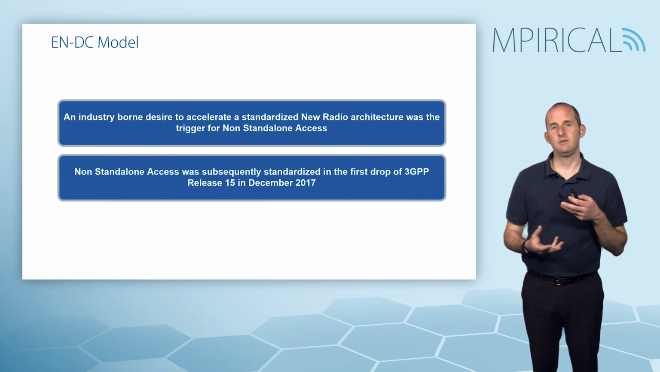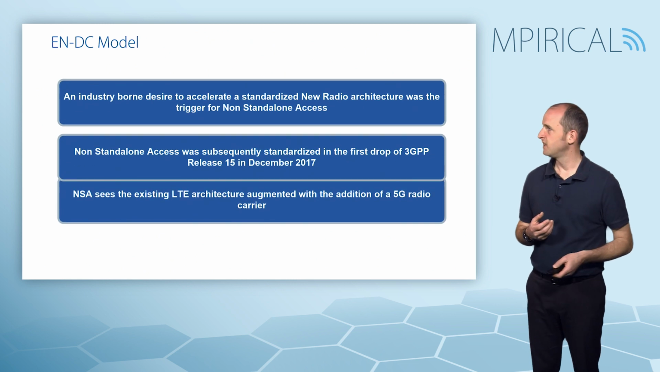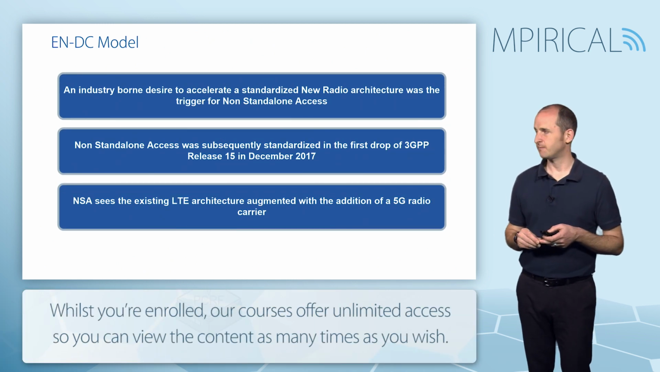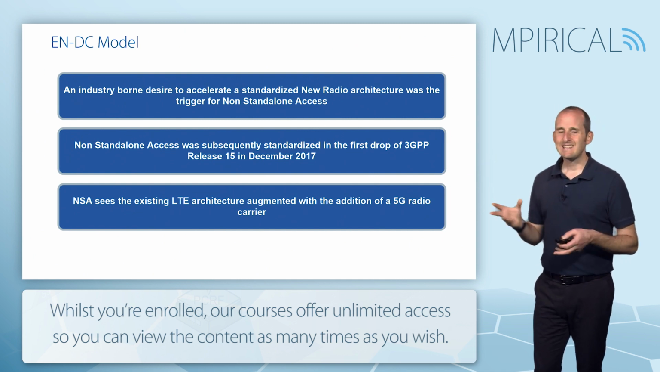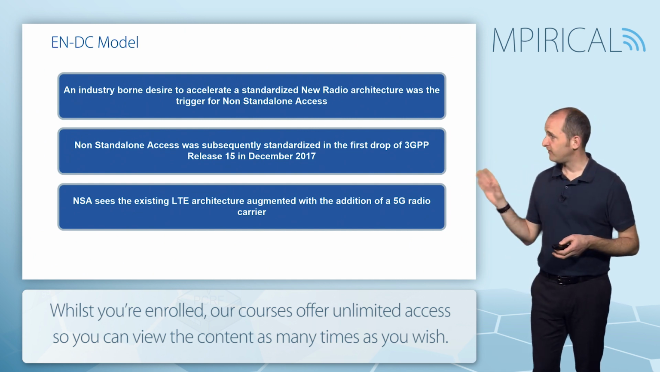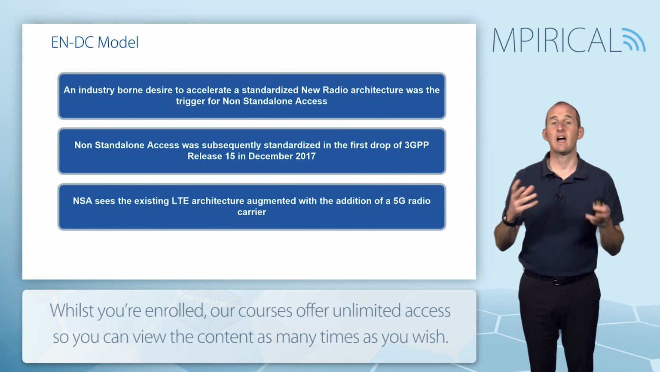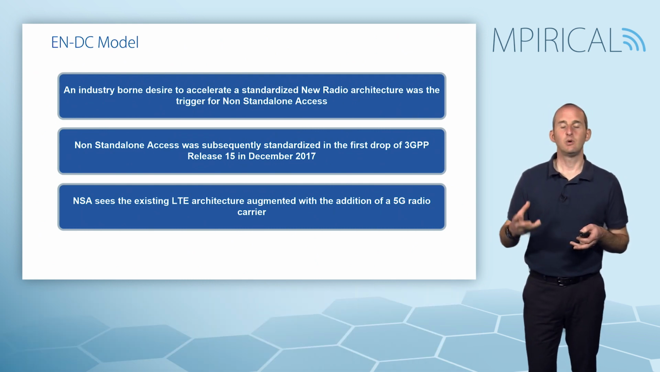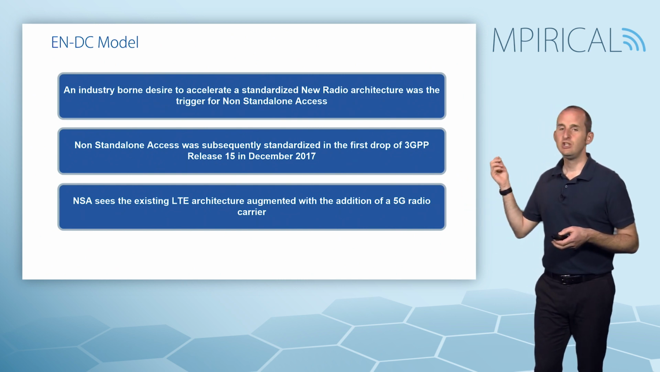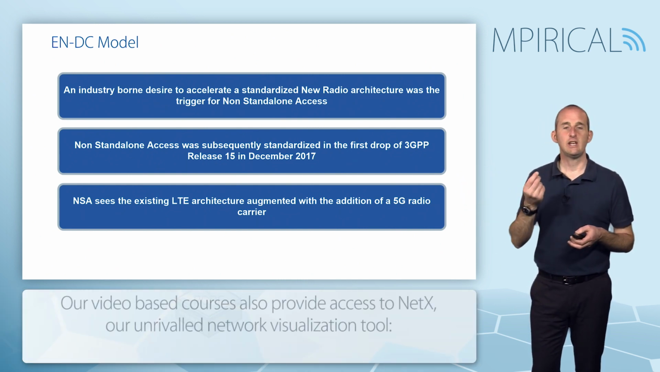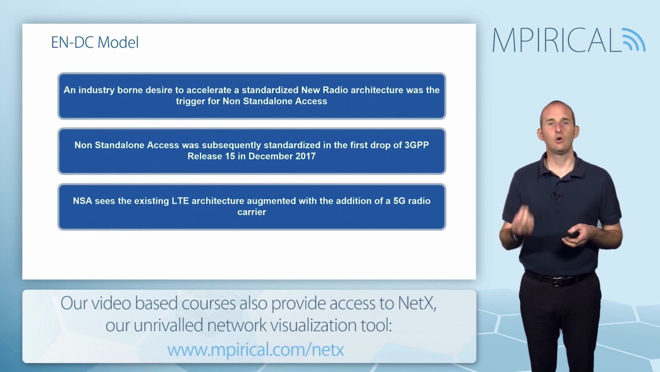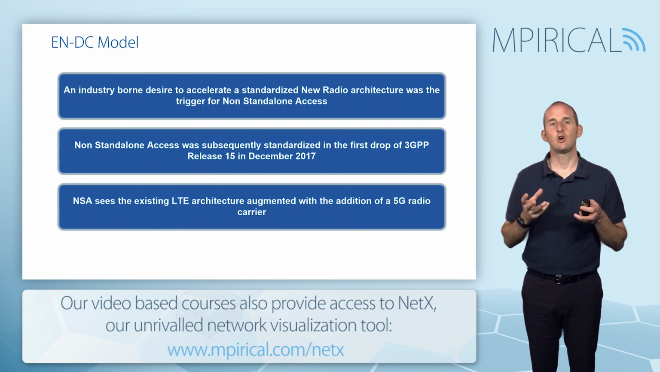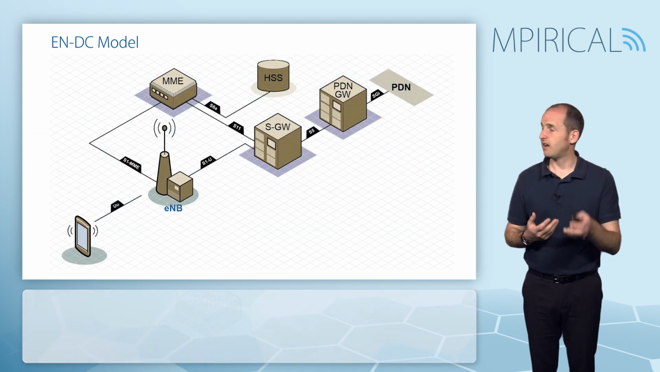Now, what does it actually mean, non-standalone access? Well, effectively, when you're operating with non-standalone access, we see the existing LTE architecture effectively used in its entirety. So the device is still a 4G device, but what it can also do is use a 5G gNB as a secondary node. So this is our dual connectivity configuration coming in. So let's just see that visually.